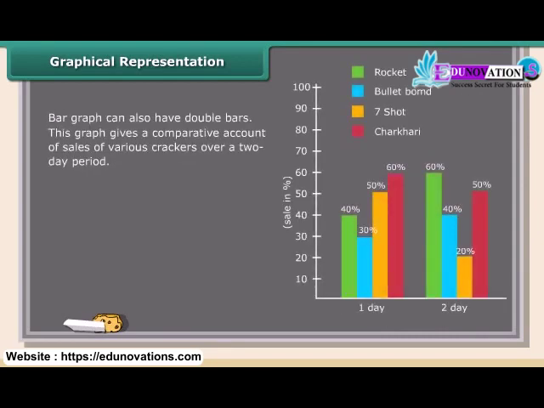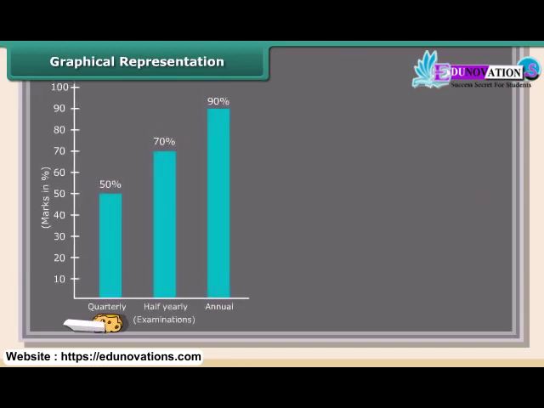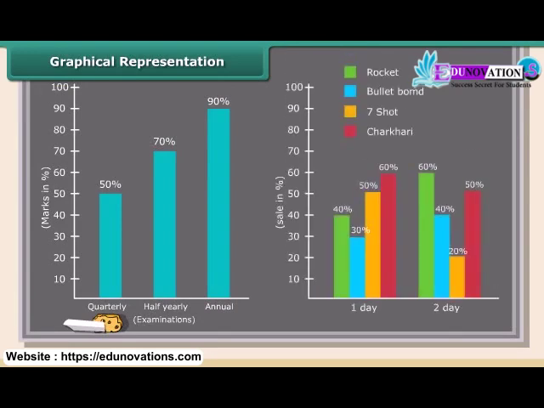Bar graphs can also have double bars. This graph gives a comparative account of sales of various crackers over a 2-day period. From the above graphs, the first graph shows the comparison of 3 examinations of a student. The second graph shows the sales of 4 varieties of crackers in 2 days.